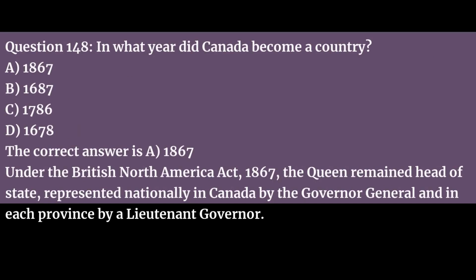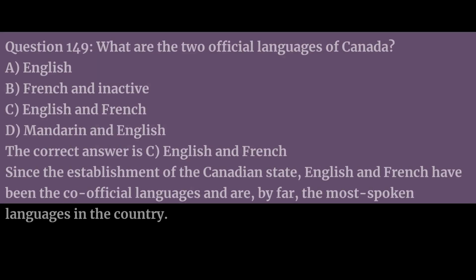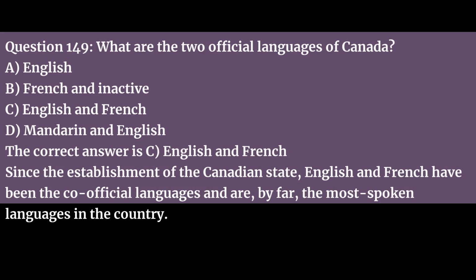Question 148. In what year did Canada become a country? A. 1867. B. 1687. C. 1786. D. 1678. The correct answer is A. 1867 under the British North America Act 1867. The Queen remained head of state, represented nationally in Canada by the Governor-General and in each province by a Lieutenant Governor.